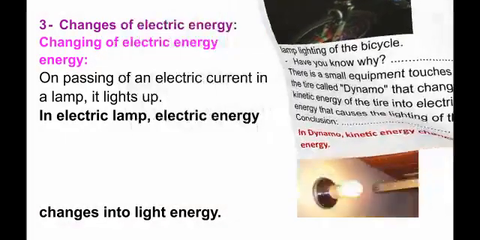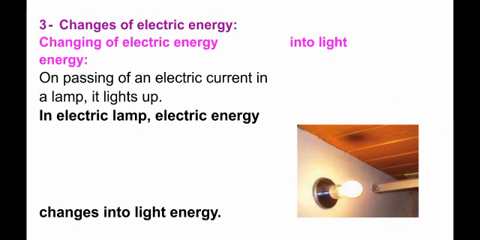Another change of electric energy. As you see, there is a lamp which is lighting in front of you. Of course, the passing of an electric current in a lamp, it lights up. So in an electric lamp, electric energy changes into light energy. This is how we can transform electric energy into light energy. It's in the lamp.